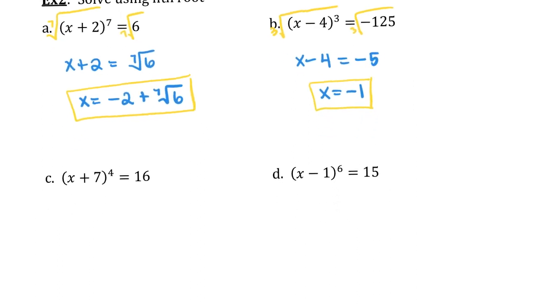Okay, let's look at x plus 7 to the fourth. So I'm going to do fourth root. Now if I do the fourth root of 16, is there a plus minus? Yes, because it's an even root. Fourth root of 16 is 2. So I should get 2 answers. If I minus the 7 from the positive 2, I get negative 5. Negative 2 minus 7 is negative 9.